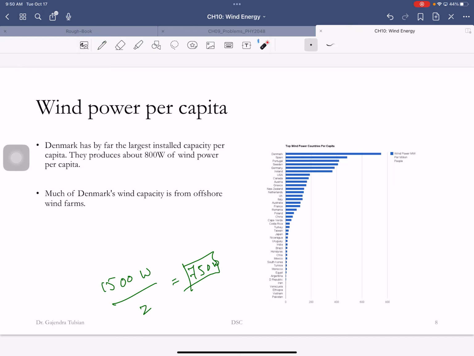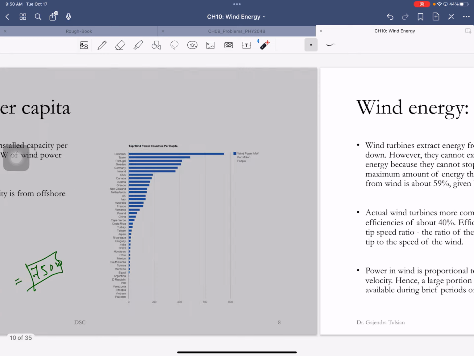What this number says is Denmark has by far the highest installed capacity per capita. In Denmark, the wind capacity is such that for every person living in Denmark, 800 watts of power is produced by wind. So the US lifestyle could be maintained. All the houses can be powered in Denmark just by wind. Much of Denmark's wind capacity is offshore wind farms.